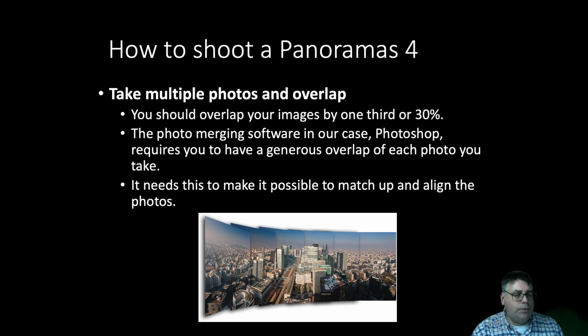So take multiple photos and overlap. This is a key. And you'll notice, and I'll talk about this in a couple slides, these are vertical pictures. What you want to do is overlap your image by a third or 30%. When your photo merging software, in our case Photoshop, generates and stitches it all together, a generous overlap makes it a lot easier to match things, and it will use parts of them to make the best image possible.